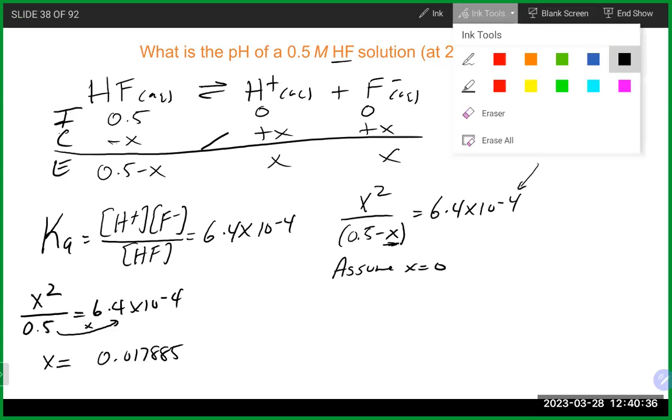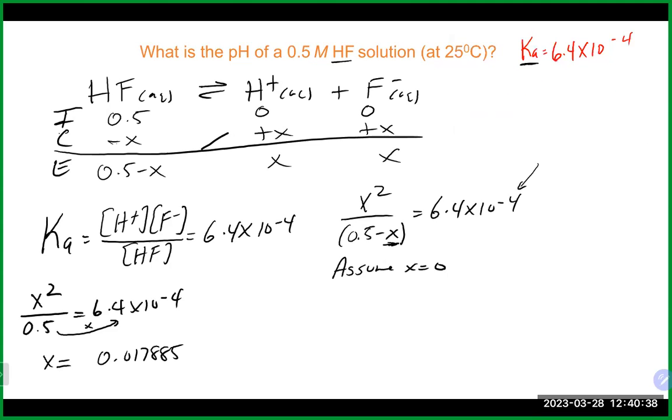Remember, though, that if we do make the assumption, we need to check it. So to check it, it is really the initial concentration that we're going to divide by. So we're going to take that, divide it by 0.5, times it by 100%. And in this case, I think we should be good. We're about 3.6%, and that is less than 5, which means this check is good, right?